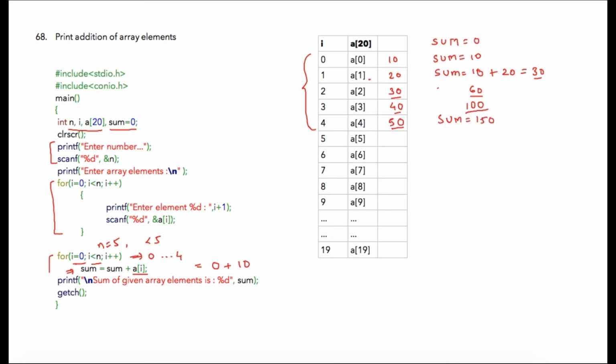After that, this for loop will be completed, and finally we will print "sum of given array elements is %d", and here sum will be printed instead of %d, so the output will be 150. So the final output would be: sum of given array elements is 150.